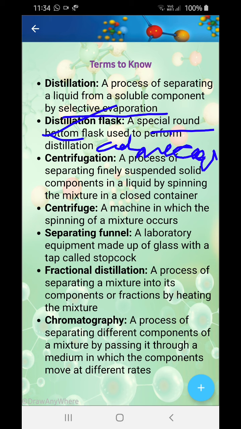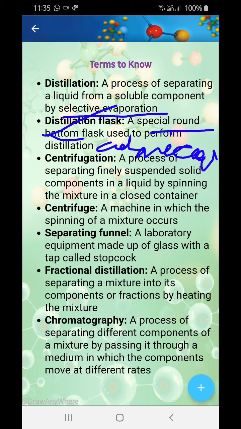Centrifugation, the process of separating finely suspended solid components in a liquid by spinning the mixture in a closed container. When you spin the mixture at a very high speed, it forms different layers and then you separate. Okay, centrifuge, a machine in which the spinning of the mixture occurs. We cannot do it by hand. Okay, it has to take place in a machine.